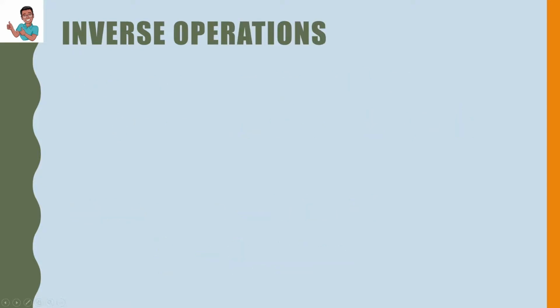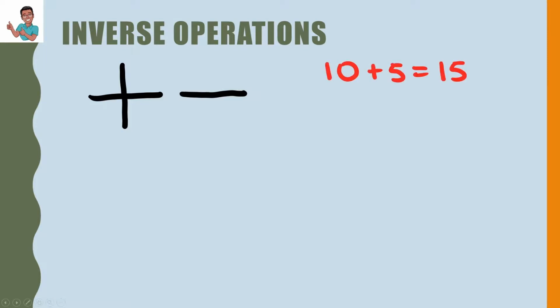Okay, now we're going to look at inverse operations. Addition and subtraction are inverse operations. Let's see how we can prove this. Here I've written 10 plus 5 gives 15.